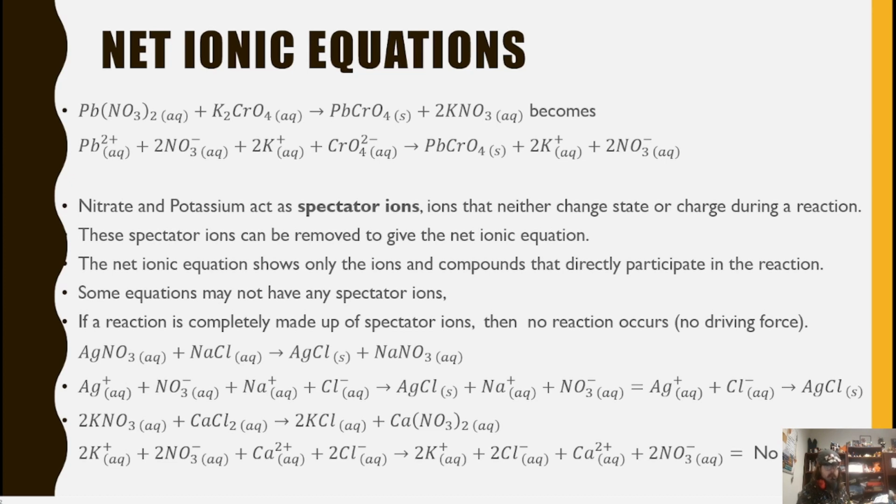If we were to remove all spectator ions, we get what's called the net ionic equation. So it's the net change we're looking at. We're looking at what has changed between one side of the reaction and the other. This net ionic equation shows only the ions and the compounds that directly participate in a reaction. Some equations may not have any spectator ions, but one of the key things is if every reactant and every product are made up of spectator ions, then there is no driving force. If there is no driving force, no reaction occurs. I know we want to think they swapped places in a double displacement, but if there's not a driving force to actually swap, to keep the swaps together, they swap back.